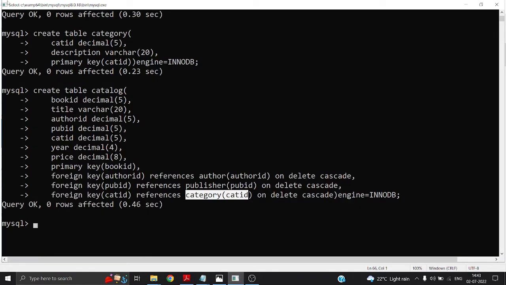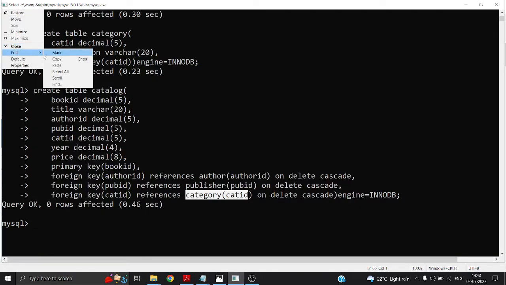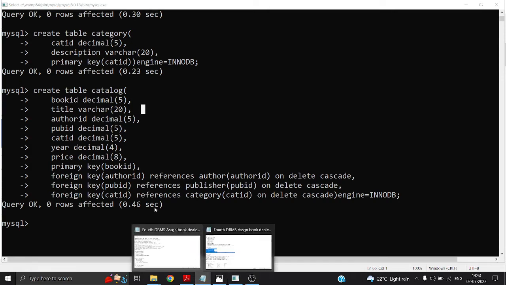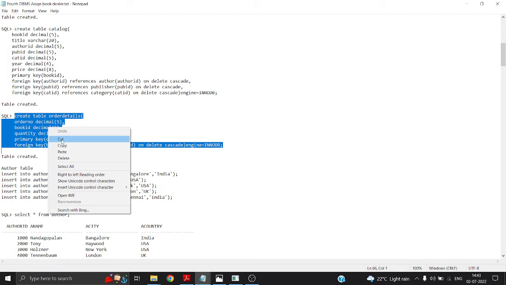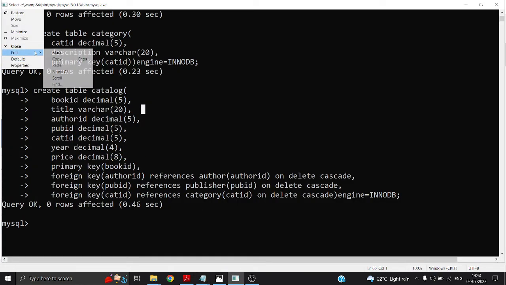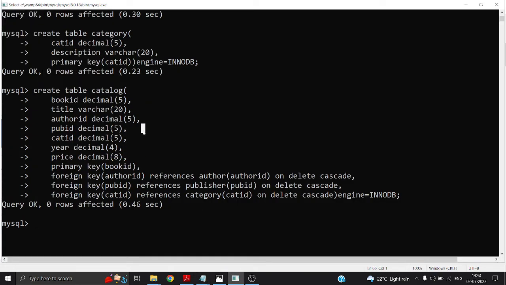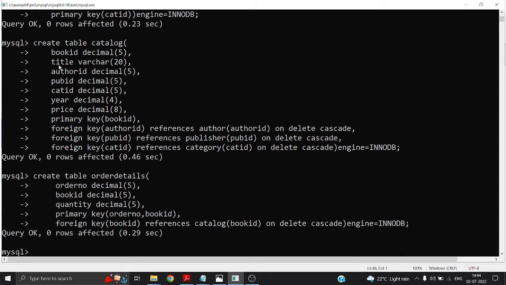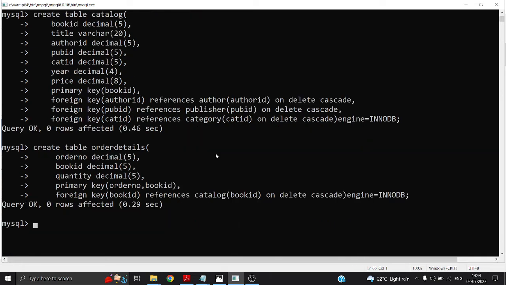So let me create. I will show how the order tables are created. Copy and paste. Now the last table, order details, has been created. Now we have successfully created all five tables by properly specifying the primary key and foreign key.